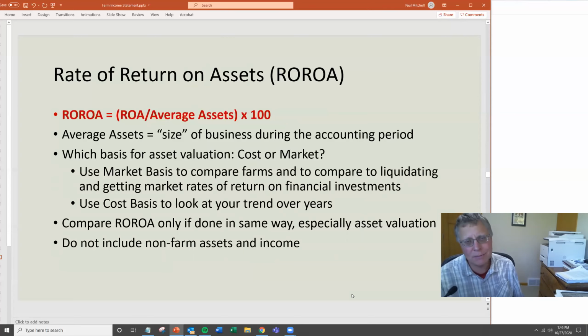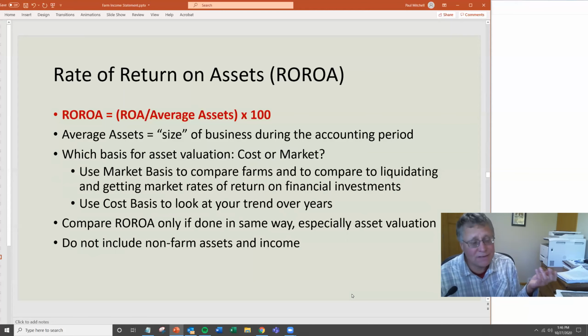The cost basis would be your return on assets or the rate of return on your assets as a manager, where you don't capture that asset value changes due to market prices going up and down. And so it's a better way to do it over years to capture your trend. Am I a good manager? I might be making money because my land value is going up, but if I use a cost basis, I'm realizing my rate of return is not that great. I'm not that good of a manager, but I happen to be owning some land that's going up in value quickly.